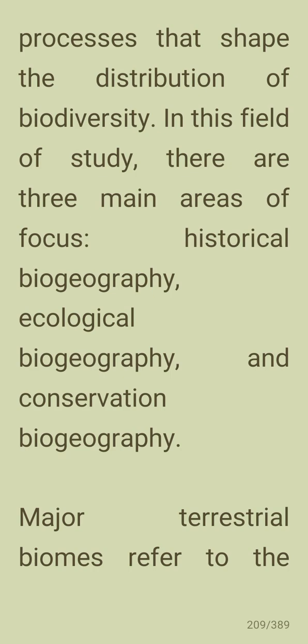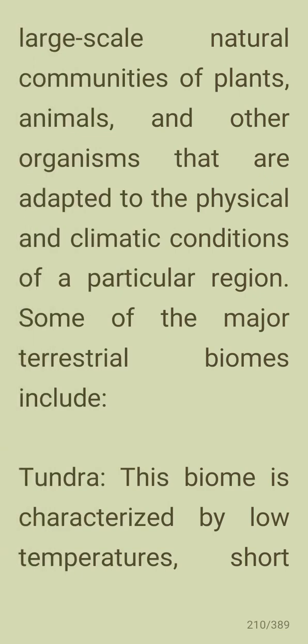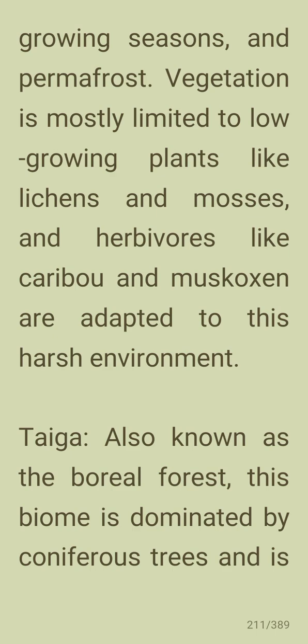So major terrestrial biomes refer to the large-scale natural communities of plants, animals, and other organisms that are adapted to the physical and climate conditions of a particular region. Some of the major terrestrial biomes include the tundra region. This biome is characterized by low temperatures, short growing seasons, and permafrost or frost-covered soil.